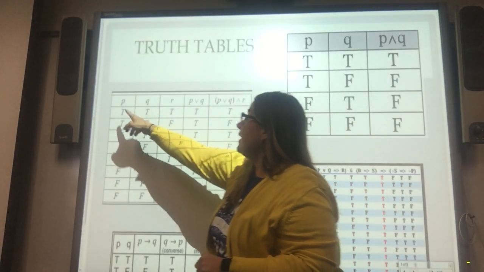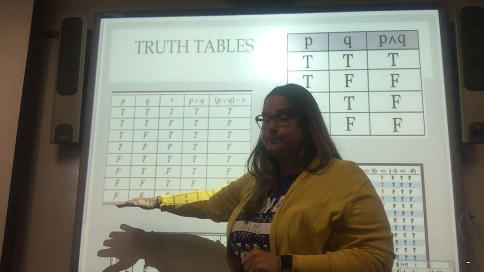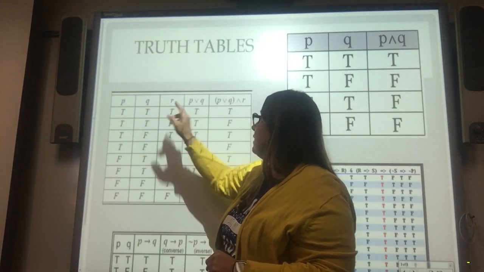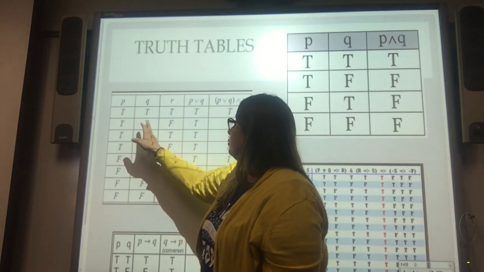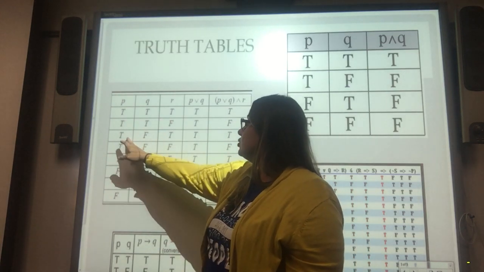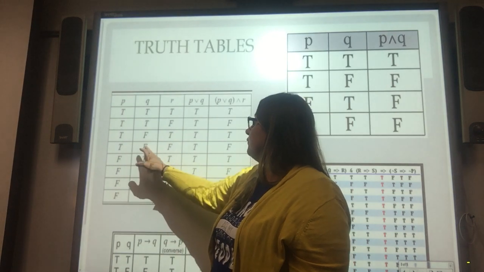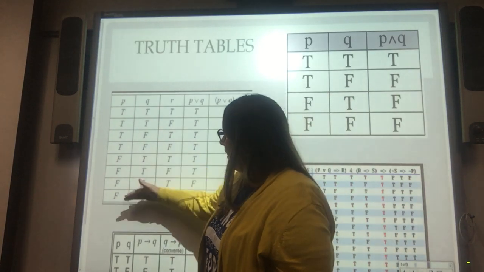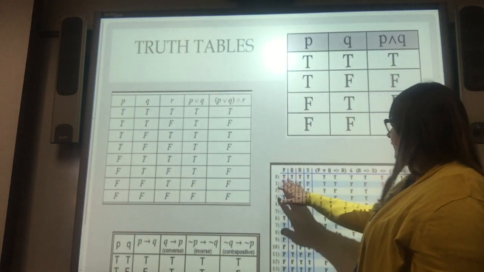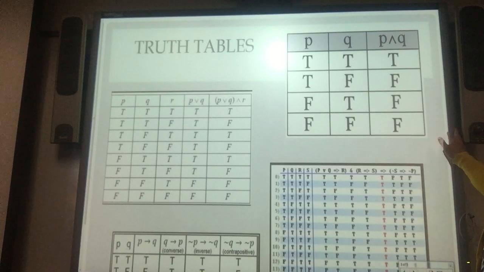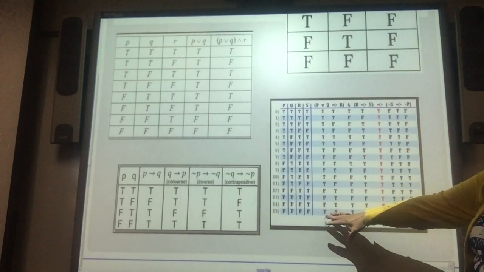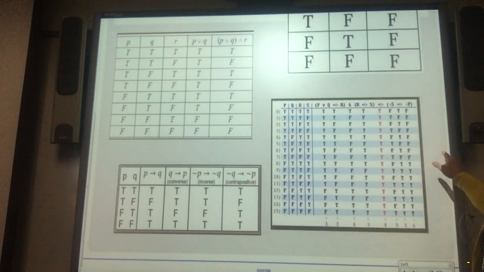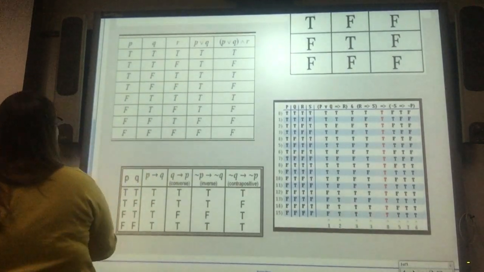If I have 3 variables, now it becomes longer. And I look at all the different options. P can be true, Q true, and R true. We can have true, true, false. True, false, true. True, false, false. So these are all my options for true. These are all my options for false. And then if I've got 4, my goodness, this one becomes even longer, okay? So what you're trying to put together are all the different combinations. There we go.